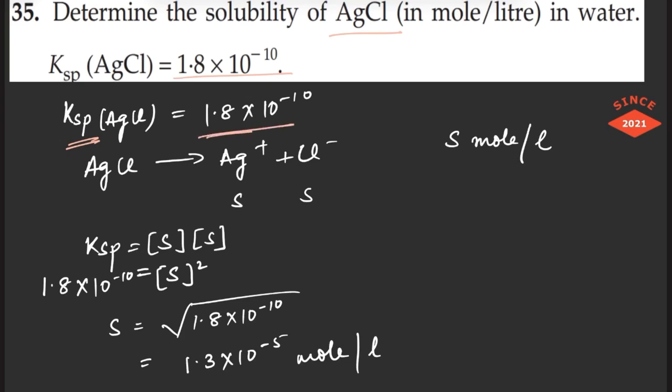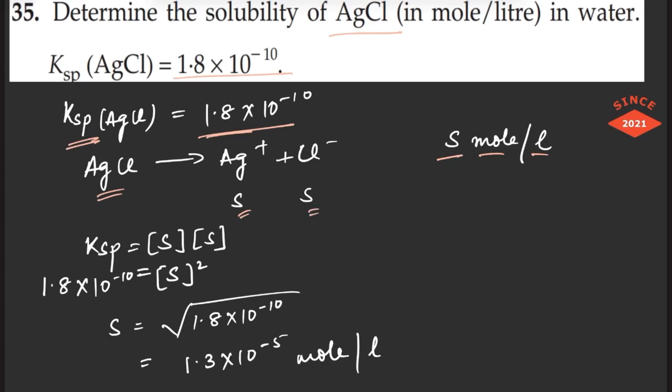Okay. Now when AgCl dissociates, meaning when it dissolves in water, it will break into Ag plus and Cl minus ions. So in aqueous solution, Ag plus and Cl minus ions will be present. Assume the solubility to be S mole per liter. So in aqueous solution, the Ag plus ions present will be S mole per liter and Cl minus ion will be S mole per liter.